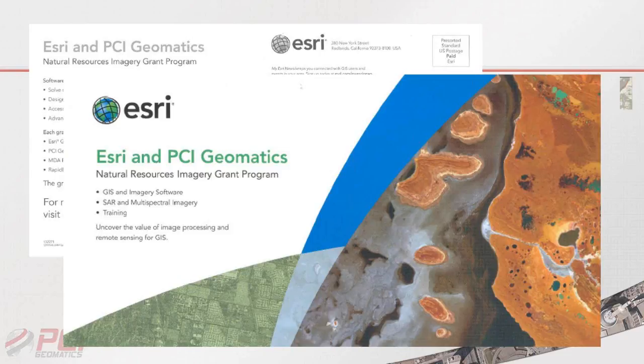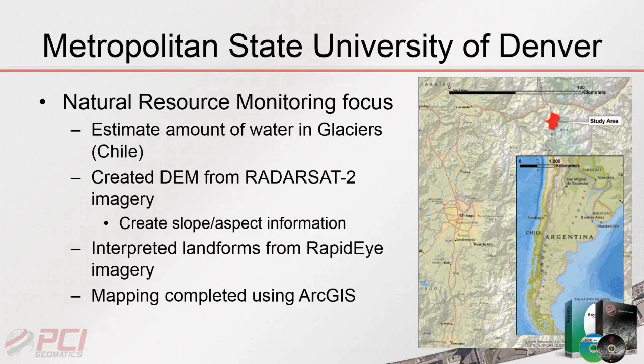So here we have a few different case studies from two of the grant recipients that I'm going to be showing. The Metropolitan State University of Denver used stereo RADARSAT imagery to create an elevation model and also to look at slope and aspect information. They were looking at water that is contained in different glaciers and trying to interpret landforms from RapidEye imagery. So they were successful in their project, and that's a quick summary there with some maps that were made available through their project.